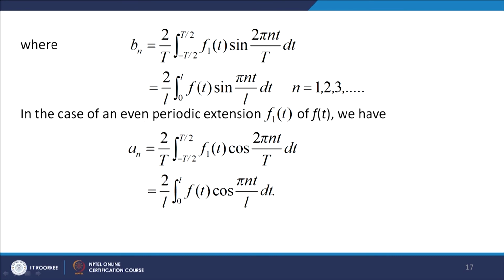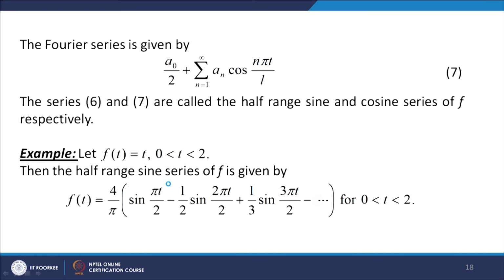And in the case of an even periodic extension f1(t) of f(t), f1(t) is even and cosine is even. So, this will be 4 over T, and since T is equal to 2L, we will get 2 over L integral from 0 to L of f(t) cos(pi n t by L) dt, and the Fourier series is given by a naught by 2 plus sigma n equal to 1 to infinity a n cos(n pi t over L).